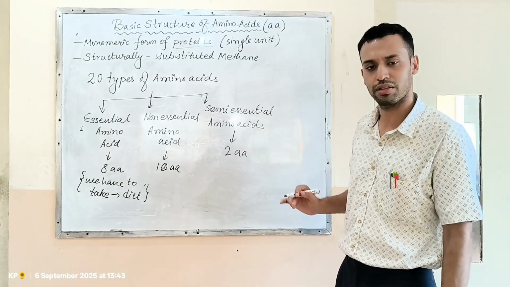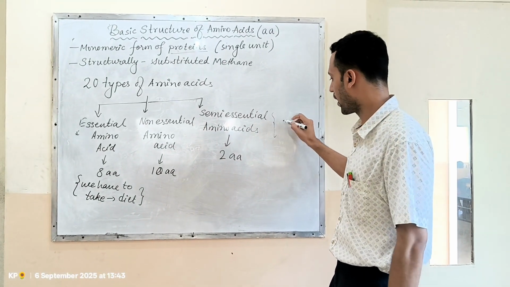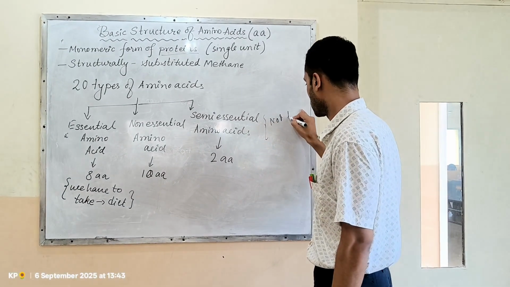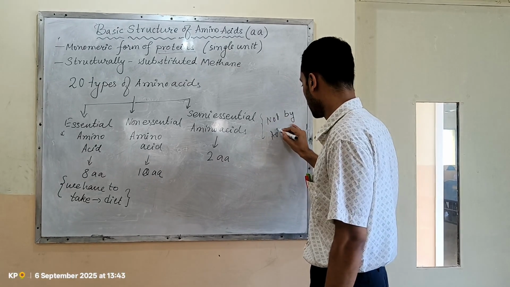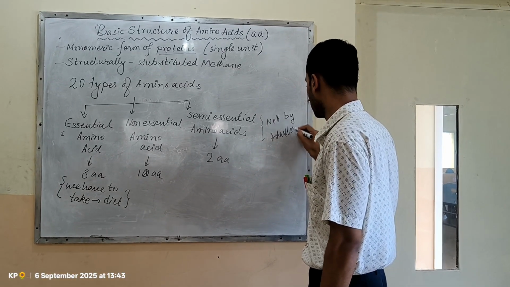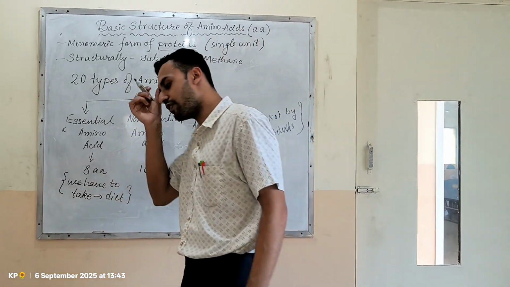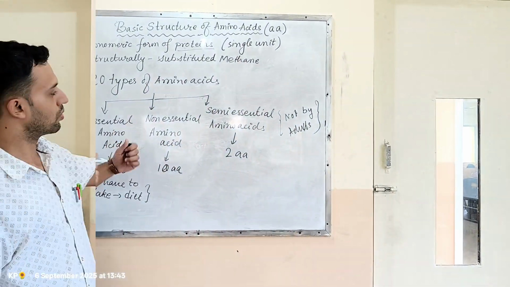Now, what about the semi-essential? These are not required by adults, but they are needed in infants. These are needed in infants, like histidine and arginine.